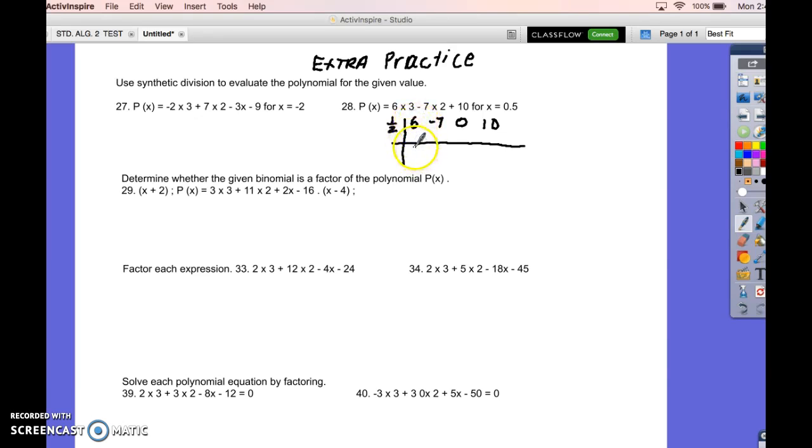Okay, so the first thing we do is we bring down the leading coefficient, and we do 1/2 times 6. Half of 6 is what? 3, right? We add this way, so this would be a negative 4. And then we multiply this way, which is a half of negative 4, which would be what? Negative 2. We add this way, it's going to be negative 2. And we multiply this way, a half of negative 2 would be negative 1. When we add this way, we get 10 minus 1 is 9. So the answer would be 9 for this one.